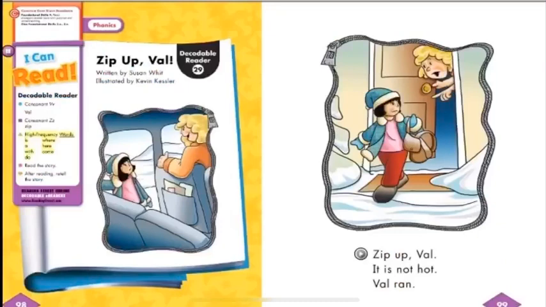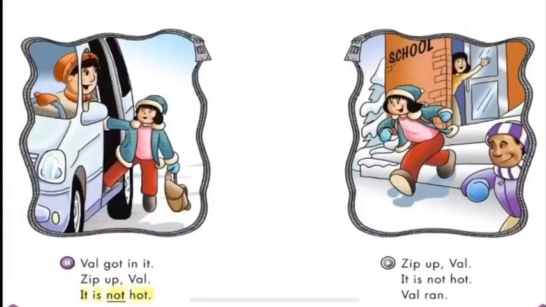The title, Zip Up Val. Zip up Val. It is not hot. Val ran. It is not hot. As you can see in the picture, there is a lot of snow. So she's telling Val, the girl, to zip up her coat or jacket. Val got in it. Zip up Val. It is not hot. Where is she getting into? What is this in the picture? It's a van.